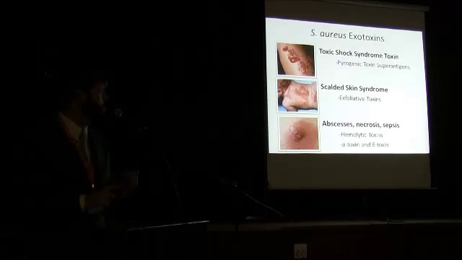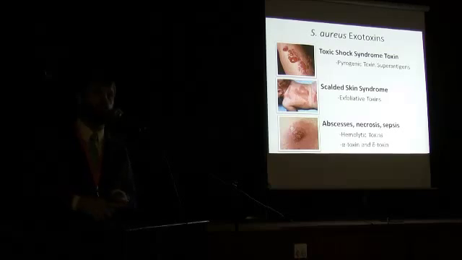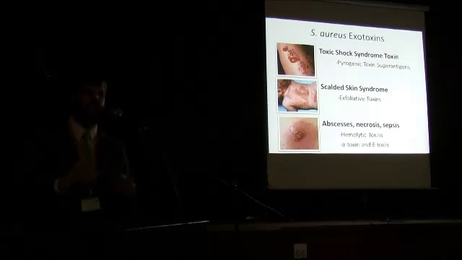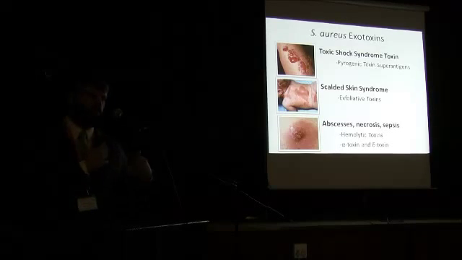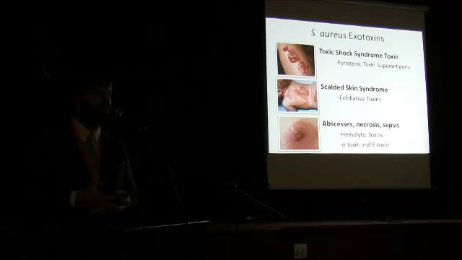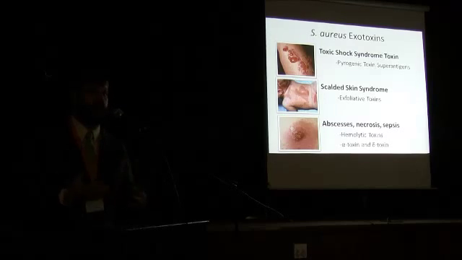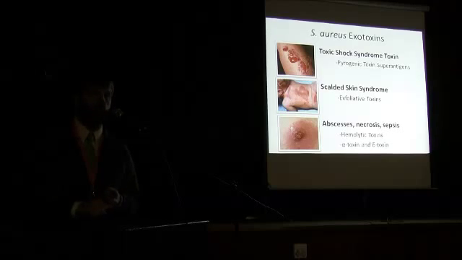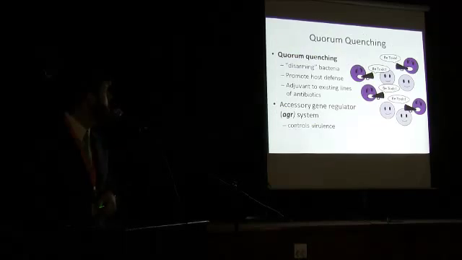And the third one up there is kind of the catch-all. This is abscesses, necrosis, and sepsis. These are from hemolytic toxins. And these are the lesions and the abscesses, the big pussy, nasty-looking sores that you see associated with a staph infection. Again, these can get out of control very quickly, cause some very nasty damage, permanent scarring, and ultimately you can die if you don't treat this rather quickly.